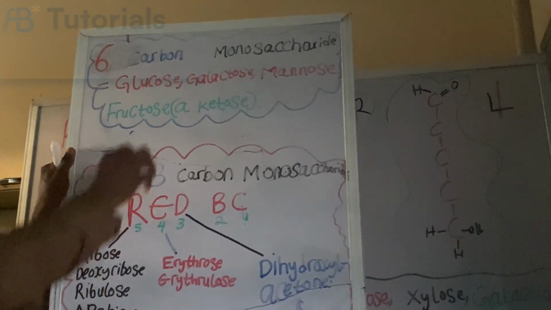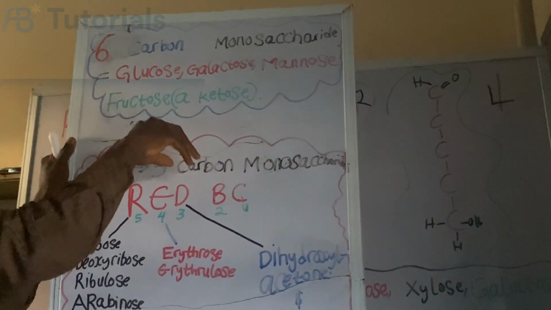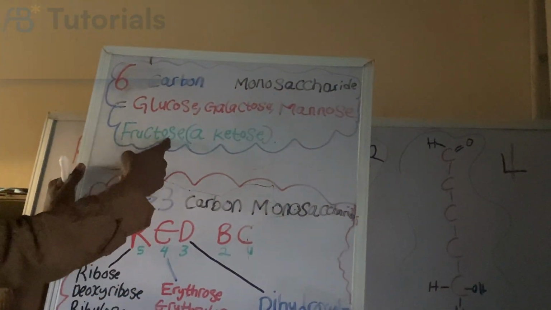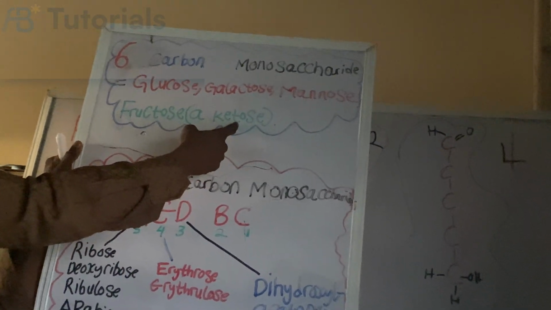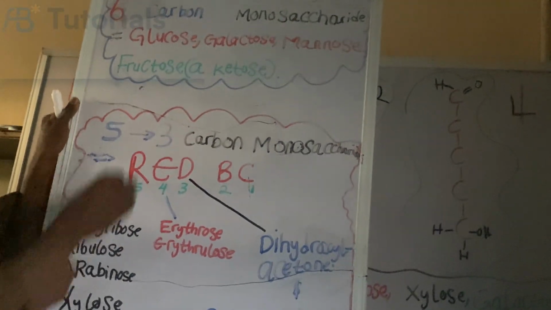Just take this fructose as a fruit here. So I don't think we should add a fruit among these things. The fruit here is the only odd one, so it is a ketose. Don't forget that fruit is sweet, and kissing is also sweet. So we say fructose is a ketose, as in kissing.